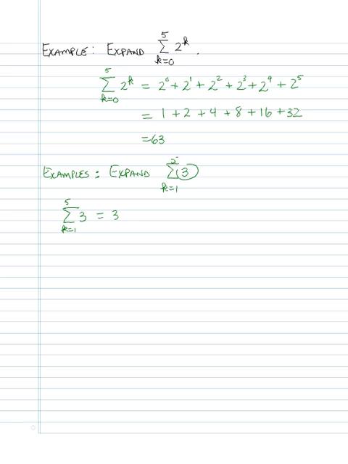And when k is equal to 2, what we're adding is a 3. And when k is equal to 3, what we're adding is a 3. And when k is equal to 4, what we're adding is a 3. And finally, when k is equal to 5, what we're adding is a 3. So all we're doing is adding 3 5 times, right? Or 5 times 3, that would be 15. Just because we didn't have a k in our summation formula there, I thought it was important that we look at something like this.